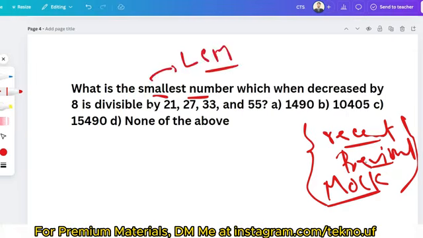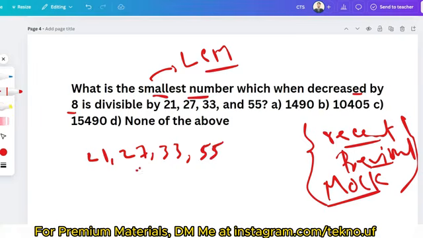When it is decreased by 8, that means it is the remainder in each case when divided by all of these. So what was the formula? Do the LCM of these numbers: 21, 27, 33 and 55.